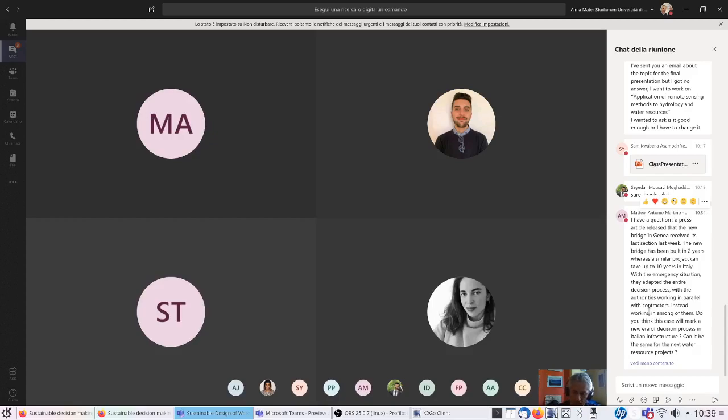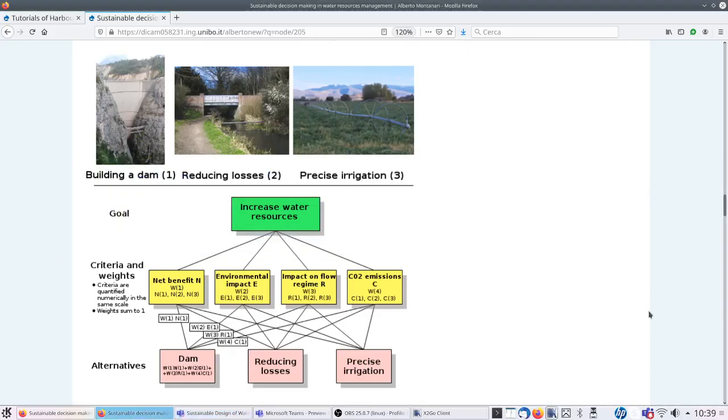Okay, let me go back to our problem. As I said, we have these four criteria, and let's forget about their independency. Now the first task that we have is to set up a way to quantify them. How to quantify the net benefit of each solution, how to quantify the environmental impact. I didn't speak about this last time. How to quantify the impact on the flow regime, etc. And the only thing I said last time is all of these criteria must be in the range 0-1 because they need to be compared with each other.